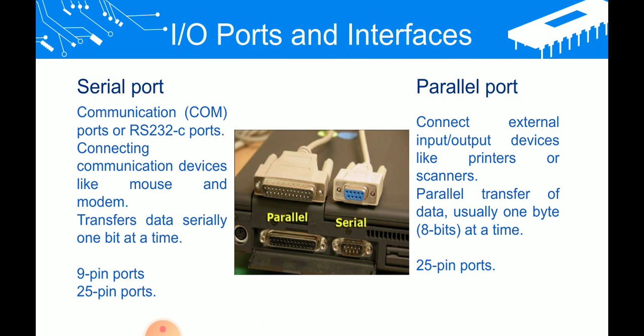And next is parallel port. It is used to connect input-output devices like printers and scanners. Here the data transfer is parallel, that is 1 byte at a time. So in the serial port it is 1 bit at a time, and in the parallel port it is 1 byte at a time. And serial port uses 9-pin ports and 25-pin ports, but the parallel port uses only 25-pin ports. You can see the picture of both serial port and parallel port. You can see the ports and the connectors also.